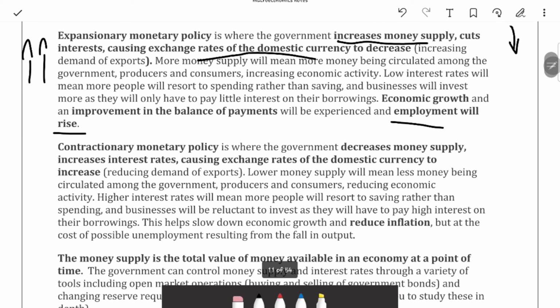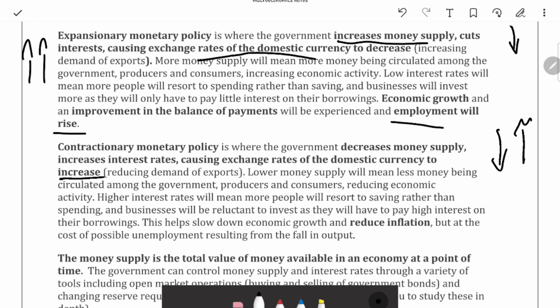The next one, when having a look at the contractionary monetary policy, it's the opposite of expansionary. When there's a decrease in money supply, there will be an increase in interest rates, which will cause the exchange rates to increase. Okay, so there is a decrease in money supply, increase in interest rates, and this will lead to an increase in the exchange rates of domestic currency.